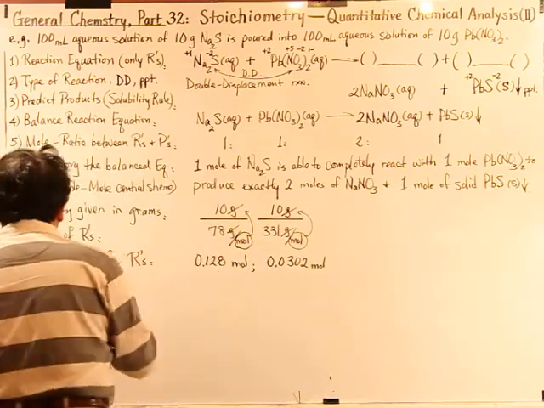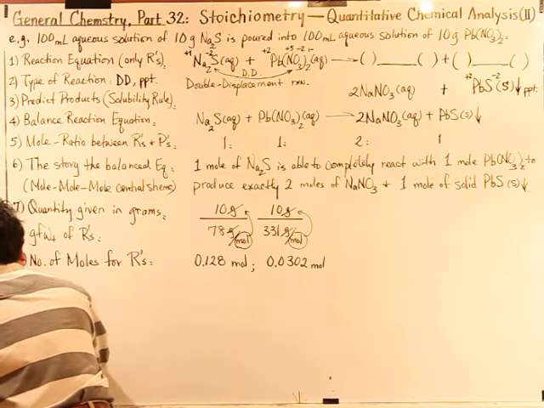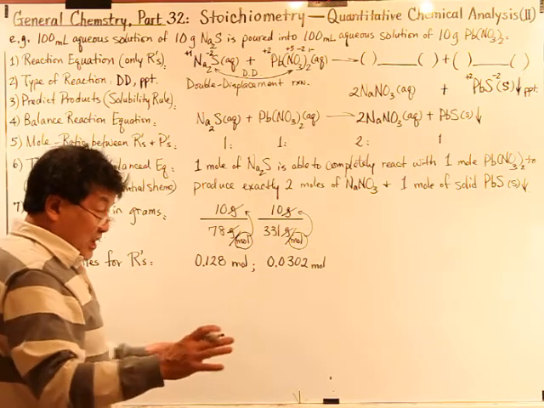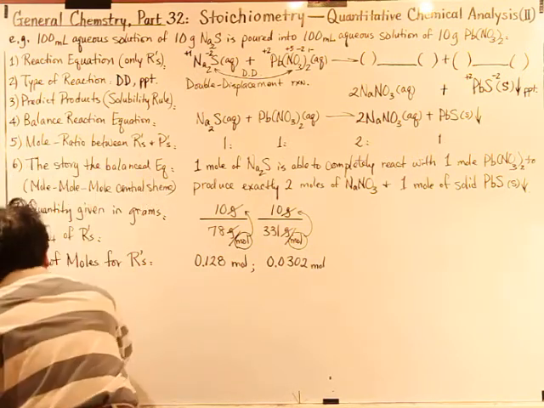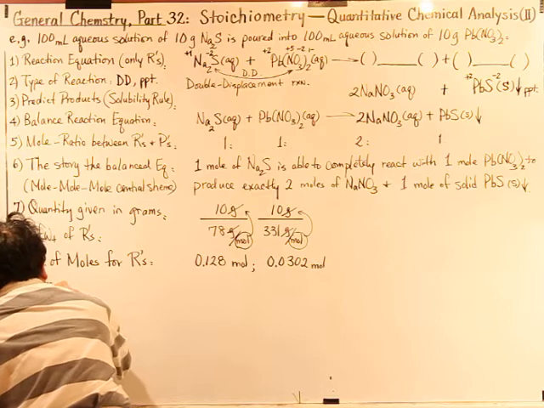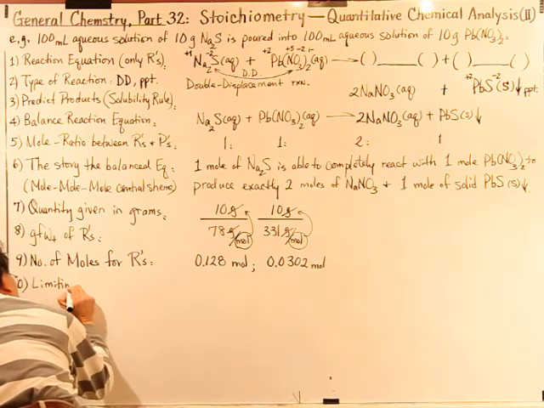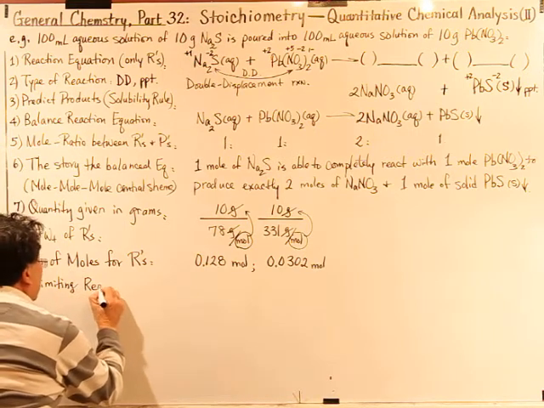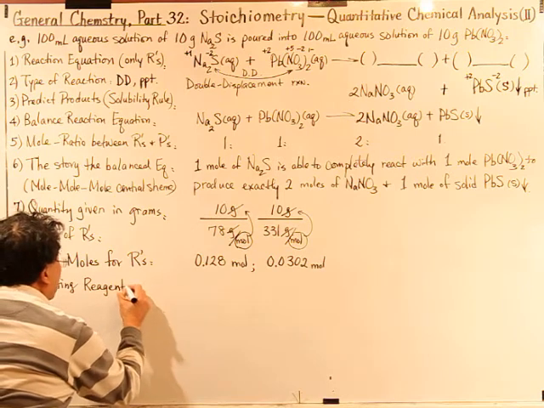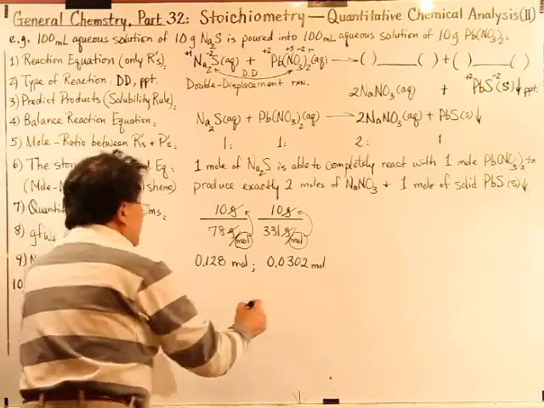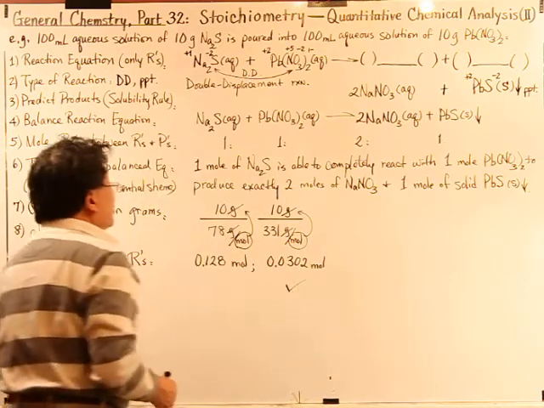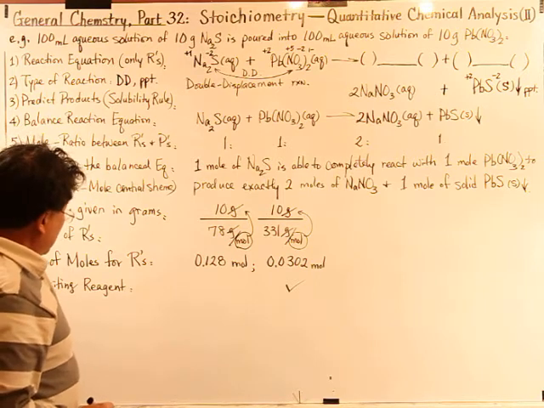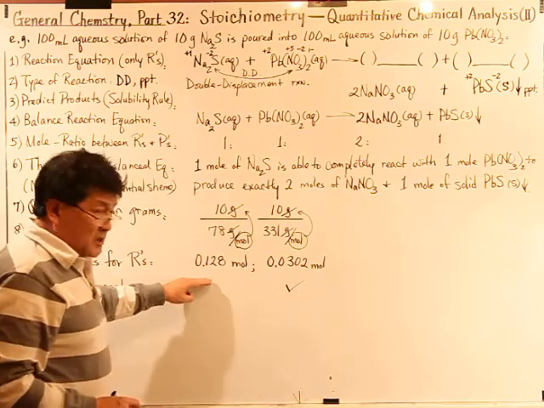So now what we need to put here is the amount of the lead nitrate, which is going to be the limiting reagent. The limiting reagent is this one, right? This one, the limiting reagent.